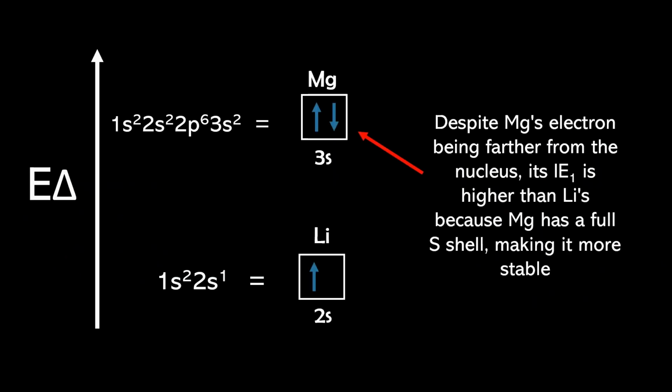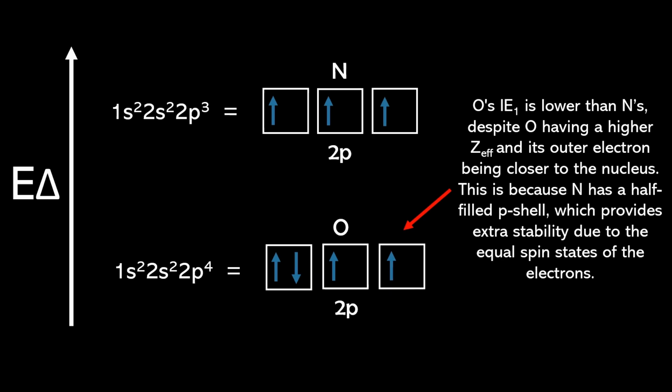I will also explain how to calculate Zeff in the description. Anyway, the stability of electron configurations also significantly influences ionization energy, producing a range of trends. So, for example, atoms with stable electron configurations, such as full or half subshells, can have higher ionization energies.